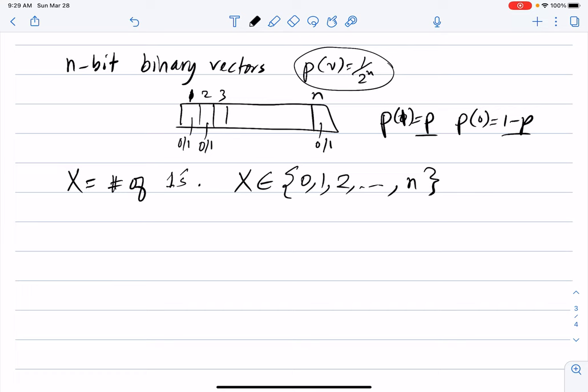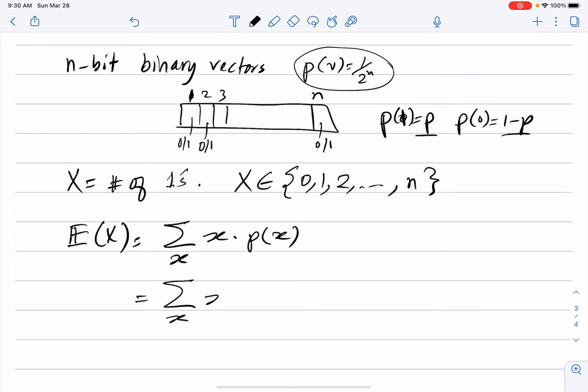Now I am interested in the expected value of x. So the expected value of x here, again, we can look at it as the sum over all x of x times p of x. And x again can be from 0 all the way to n. So in this case, what would this summation be? It will be the summation of x times the probability p of x.